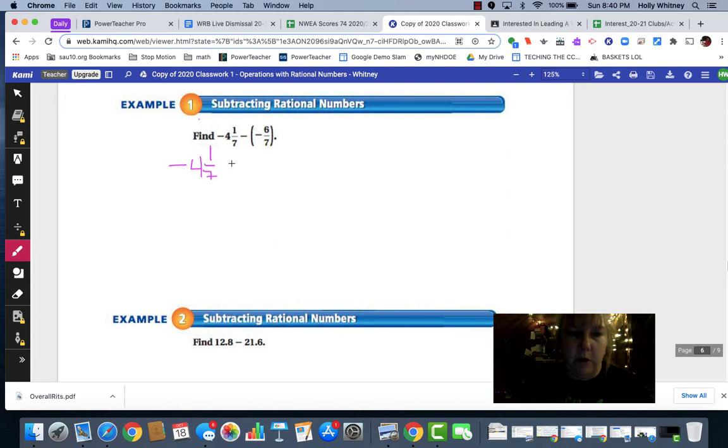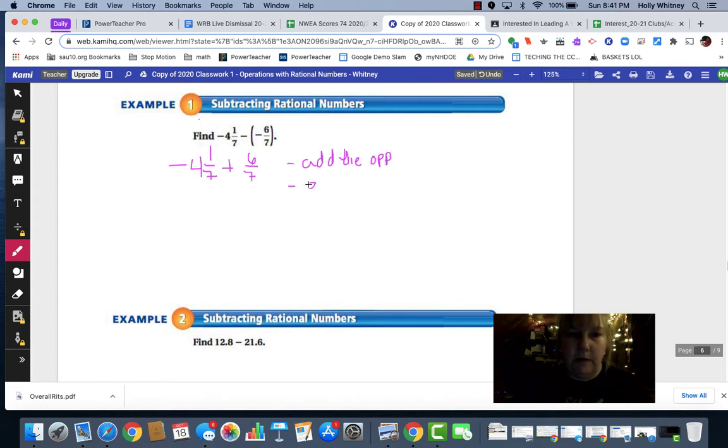We change the subtraction to addition. And we change the negative 6/7 to be positive 6/7. So we rewrite it as adding the opposite. Add the opposite. So our next step now is, are the signs the same or different?